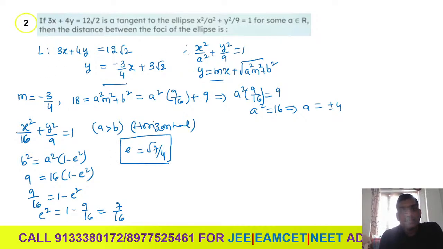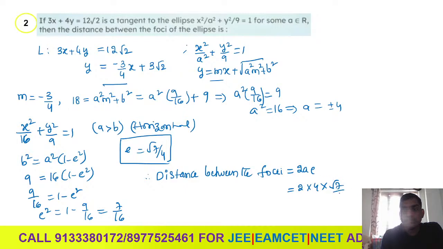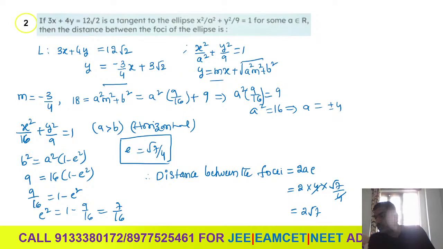What they are asking is the distance between the foci. Therefore, distance between the foci equals 2ae, 2 times a value 4, e value square root of 7 over 4. 4 and 4 get cancelled. We are getting 2 times square root of 7. That is the final answer. Is it clear?